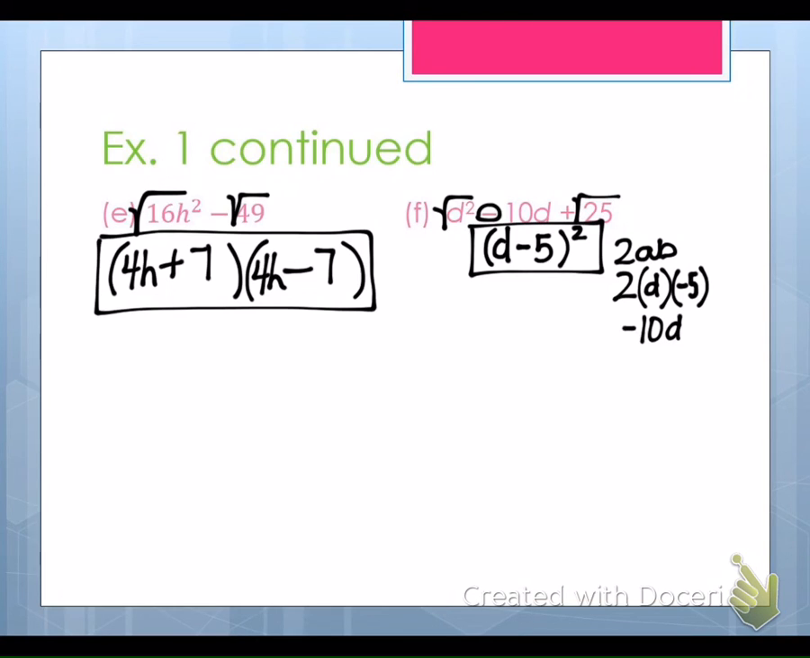Awesome. How many of you got d minus 5 squared? Okay, very good. Just don't forget to check the middle term, make sure it works. Because if for whatever reason your answer does not make the middle term, then you've either done something wrong or this isn't a special product. You have to go back to the X method.